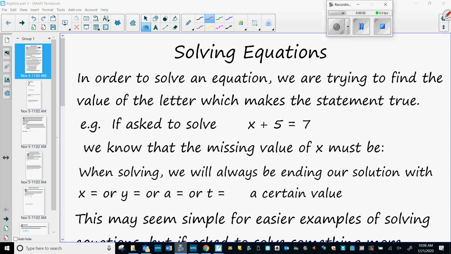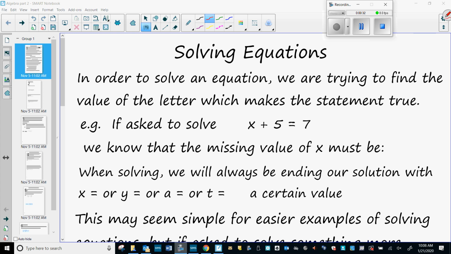Okay, so solving equations. This is stuff that you have covered in the past, but we're just going to go over this again. In order to solve an equation, we are trying to find the value of the letter that makes the statement true. For example, if we have x plus 5 equals 7, we're trying to find which number has to sit in the position of the letter.